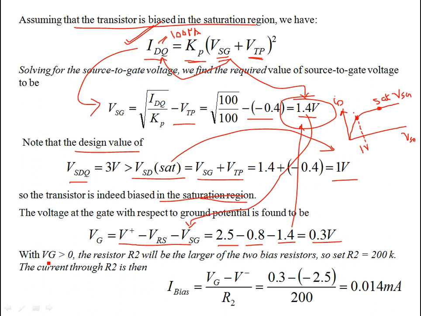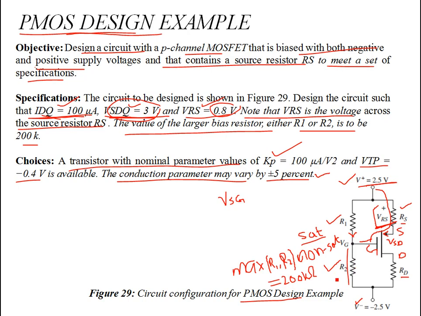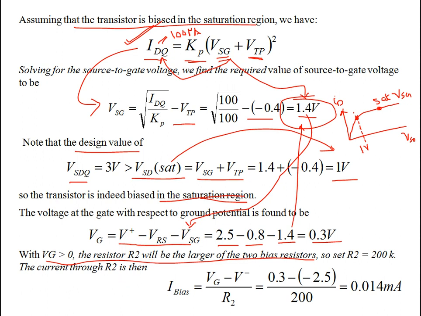Now this 0.3 volts is greater than 0. That implies that R2 will be the larger of these two bias resistors. For the same bias current, there will be more drop across the larger resistor. So you can determine that for VG greater than 0, R2 is the larger of the R1 and R2 resistances. R1 and R2 are your biasing resistors. Whichever is larger, let's set this to 200 kilo ohms. That was another requirement: the specification was that the value of the larger biasing resistor, either R1 or R2, is set to be 200K. So we set R2 to 200K over here.